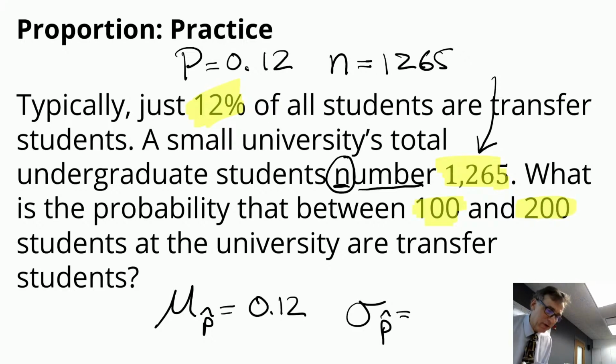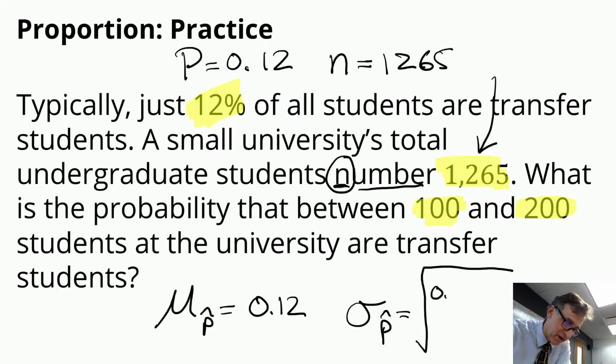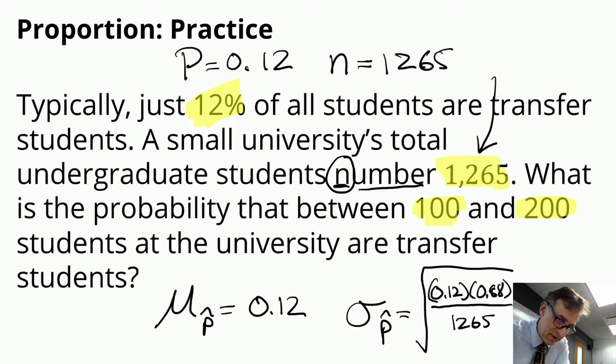Okay, now for the hard one, sigma p hat. I'll write it out, and then you're going to have to type it in because apparently you can't trust me to do it correctly. So 0.88 all over 1265. Although I've learned that I can't trust some of you to do it either.